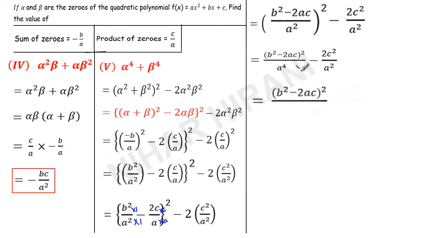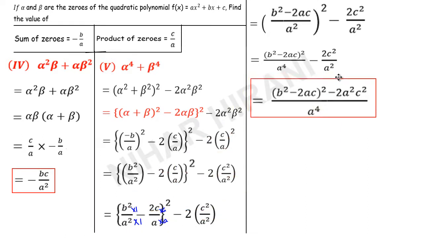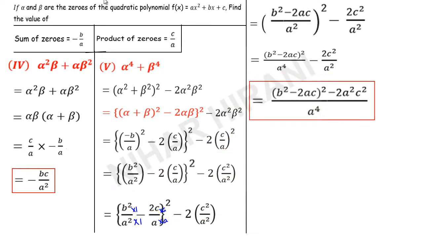So a power 4 times what gives you a power 4? 1. A square times what gives you a power 4? a square. So here I will multiply this by a square. 2c square will be multiplied by a square, so this will be 2a square c square, and LCM is a to the power 4. And this is my answer. The answer is very big, but yes, this is my answer. So if you have understood these two things clearly, I don't think this is hard for you. This is really very easy for you.